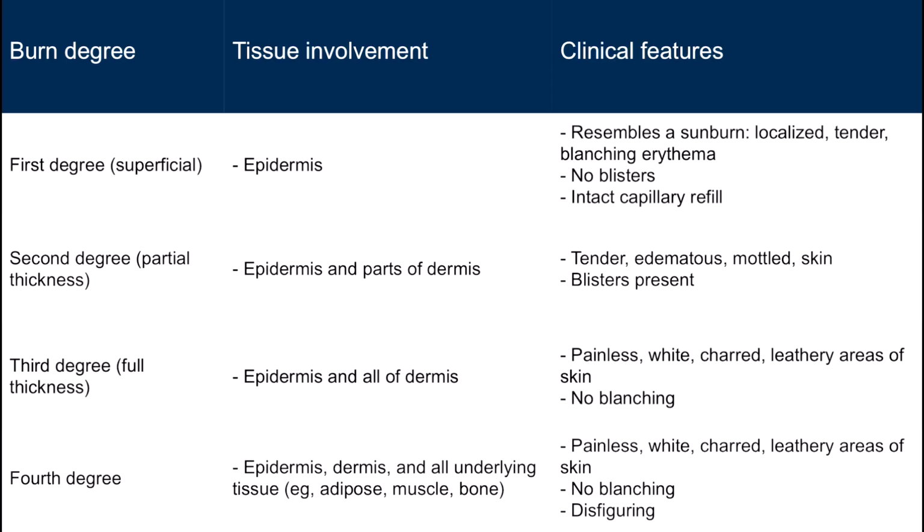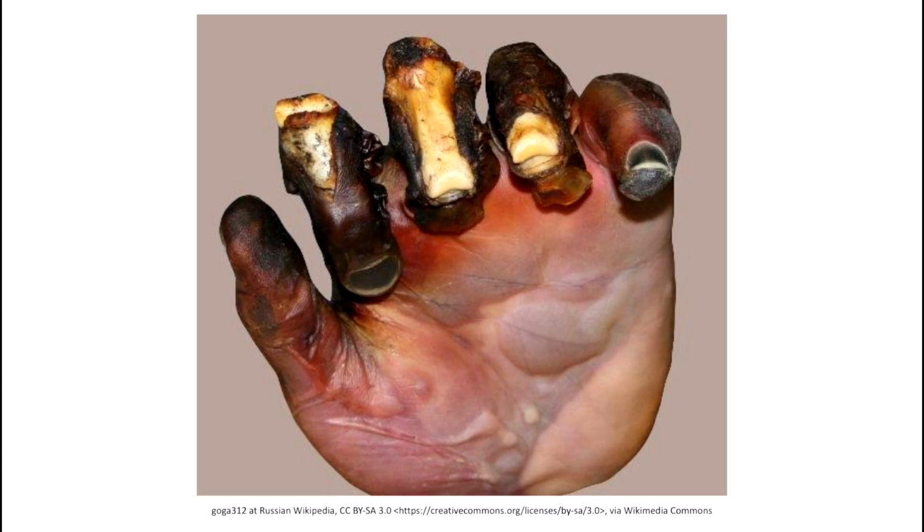Fourth degree burns present almost identically to third degree burns with painless white charred leathery areas of skin that do not blanch with pressure. The key difference is that fourth degree burns are frequently described as disfiguring in question stems, so it's important to pay attention to this important clue. Here's an example of a fourth degree burn affecting this individual's fingers. Note the extensive charring of the skin as well as the significant disfigurement of the fingers.